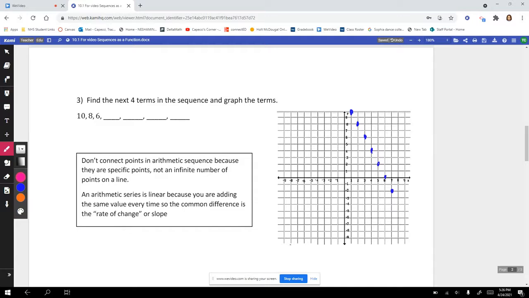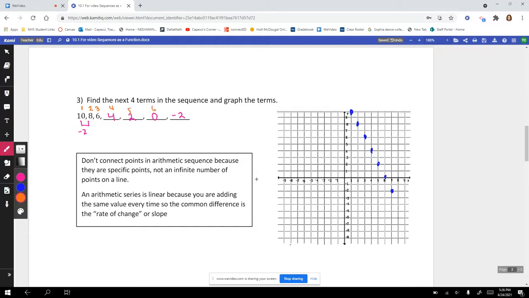All right, let's get a little bit further into this. We're asked to find the next 4 terms in the sequence, and then we're going to graph it. From 10 to 8, we can see that we went down 2. So I subtracted 2, or I added -2, and that pattern is going to continue. So we'll go to 4, to 2, to 0. Now we're going to dip into negative values, which is okay. In this sequence, 10 is our first value, and 8 is our second, and so on from there.